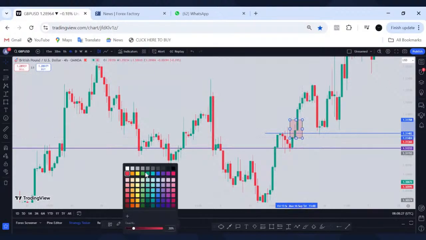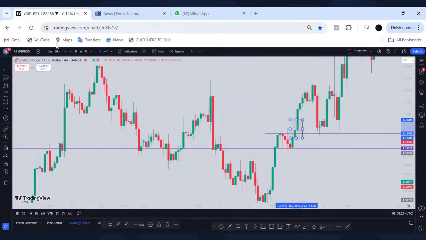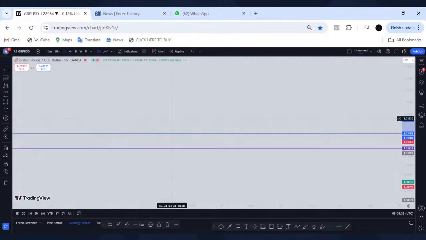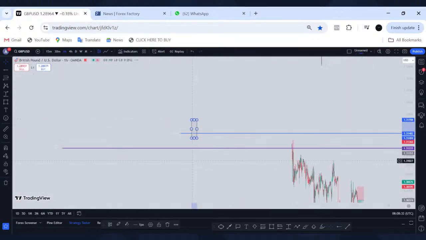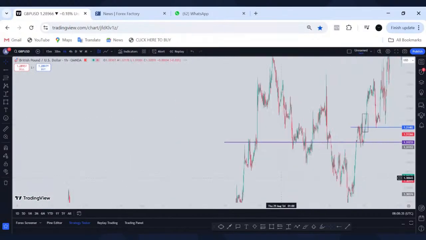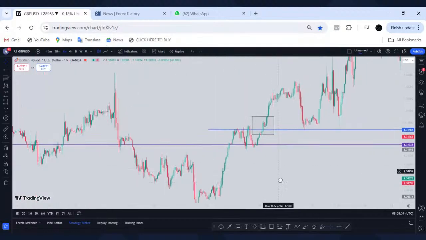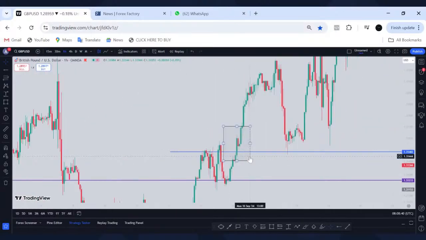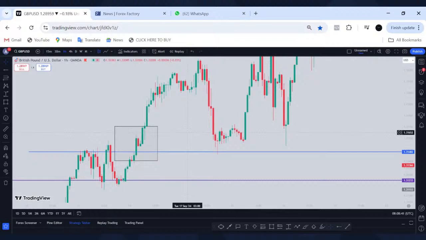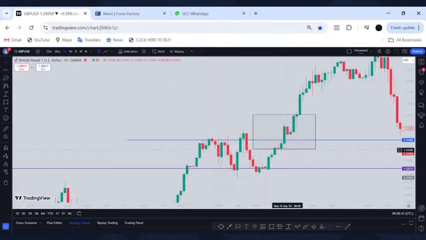The entry was around. So normally break and retest is the best way. People call it the break and retest. Normally people call it head and shoulders and other names. So this one, you had a breakout.